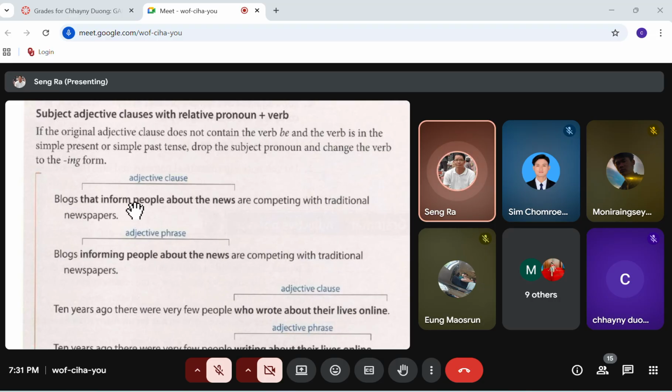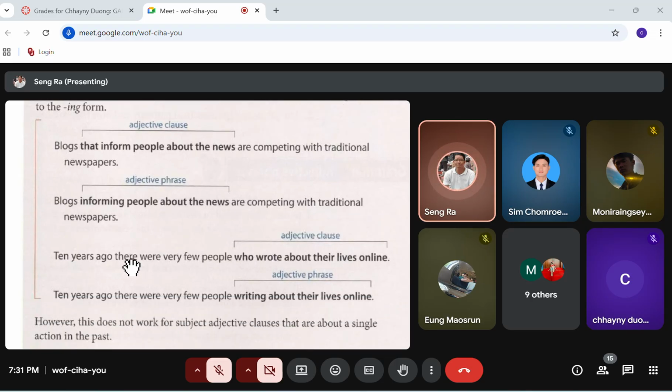That inform people about the news is the modifier. It's an adjective clause. It modifies blogs, right? So by reducing it, you reduce it to a participial phrase, an adjective phrase: informing people about the news, competing with traditional newspapers.